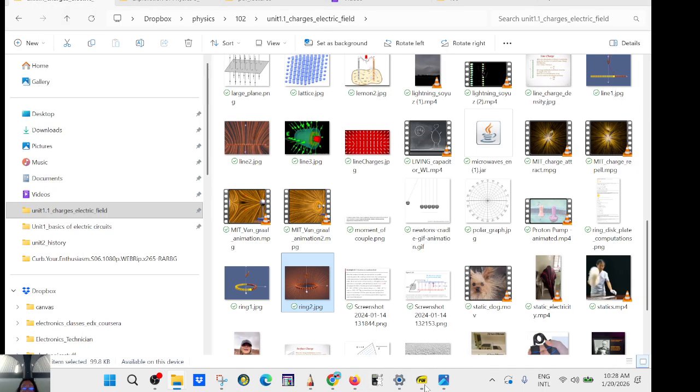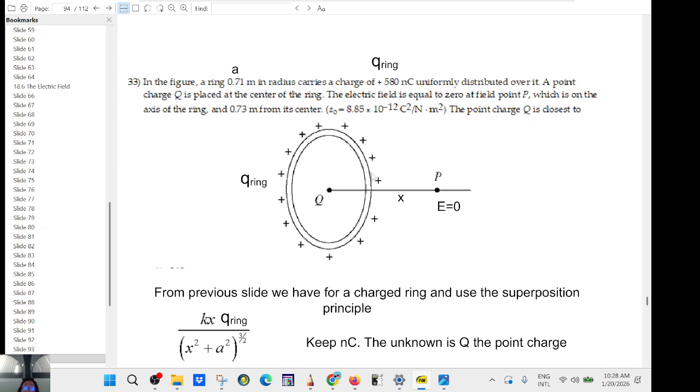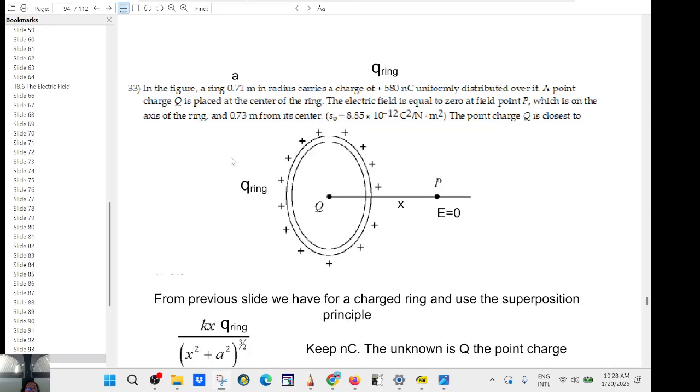Okay, so let's go back to this problem. Think about it. Now you have a charge here, Q, and you have the ring. So you need to add two electric fields. Agree? You're going to have the electric field from the ring, which is to the right, and the electric field from this charge. And we want the electric field to equal 0. So what do you think the charge is? Is it positive or negative? Negative, very good. It has to be negative.